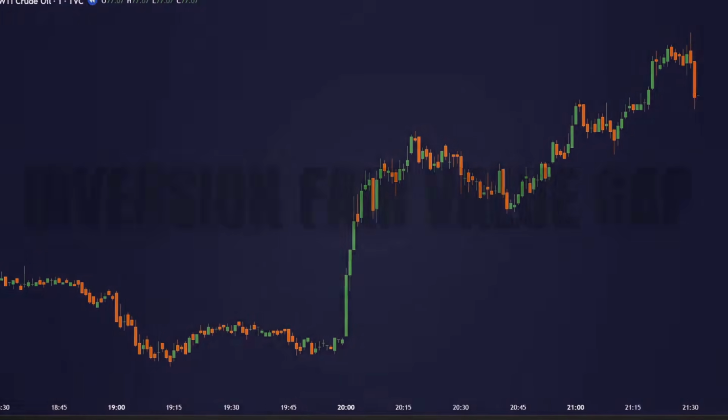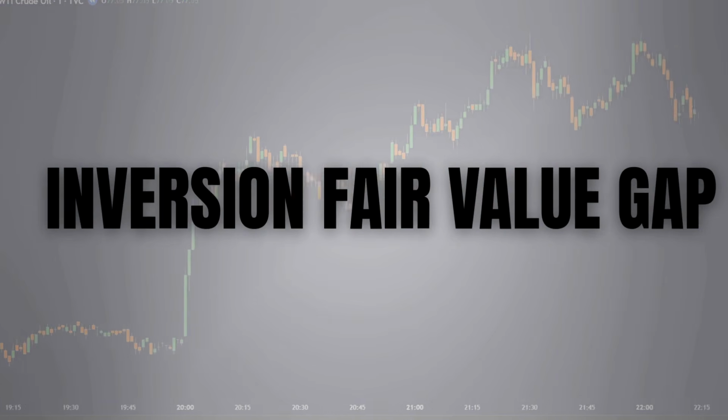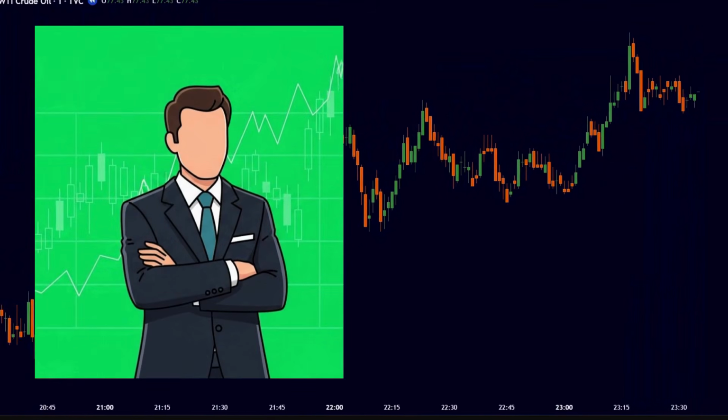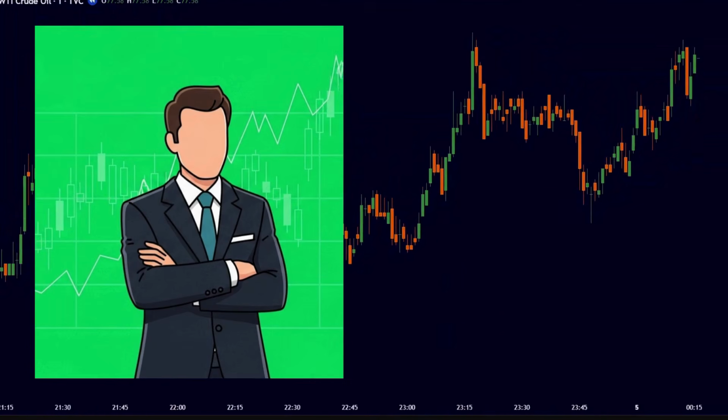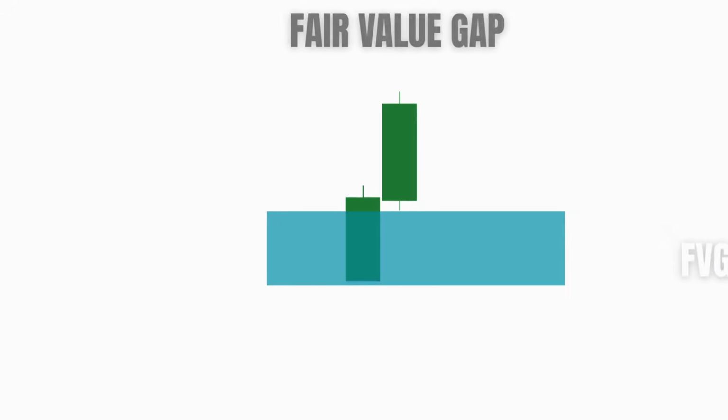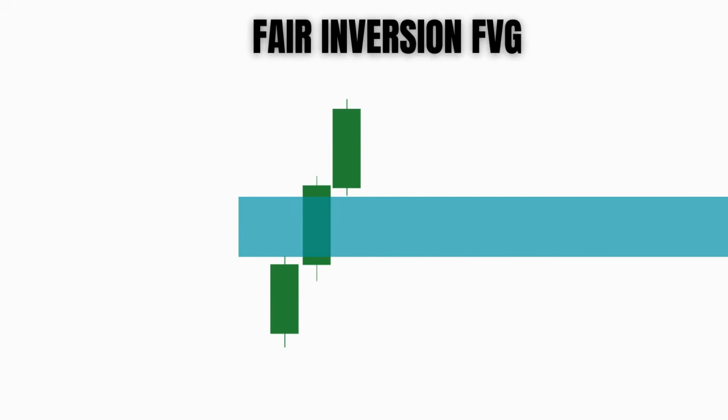Strategy 2. Inversion Fair Value Gap. The Inversion FVG is one of those concepts that separates traders who truly understand market structure from those who are just pattern matching. A standard FVG is a 3-candlestick imbalance that price tends to return to and use as support or resistance. But an inversion FVG is what happens when that expectation fails. Price blows right through the zone, completely disrespecting it. The zone that was previously acting as support now flips and becomes resistance.